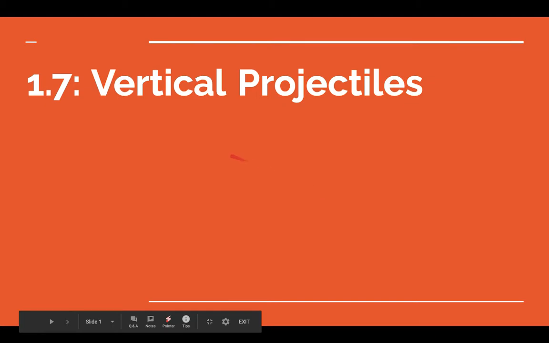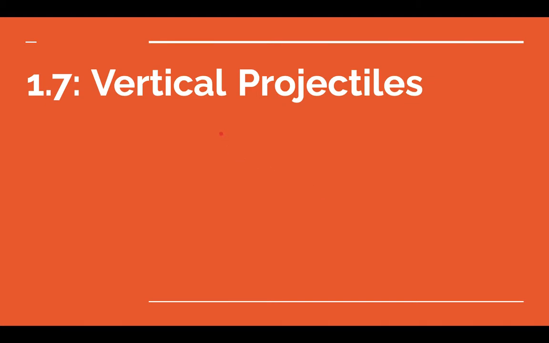So here we now look at an even more special case of free fall known as vertical projectiles, where instead of our object being launched with a horizontal velocity, our object is now launched with a mix of horizontal and vertical velocities, hence why we call it a vertical projectile, our topic for 1.7.